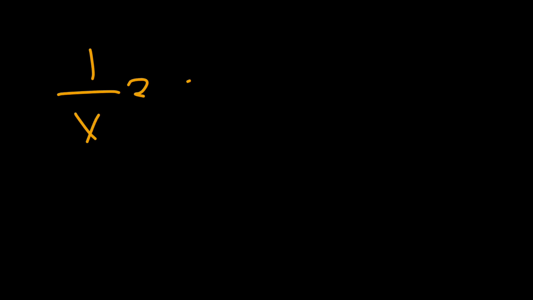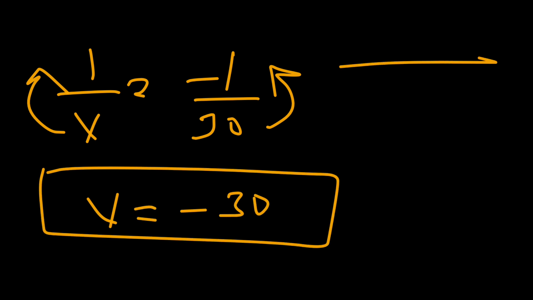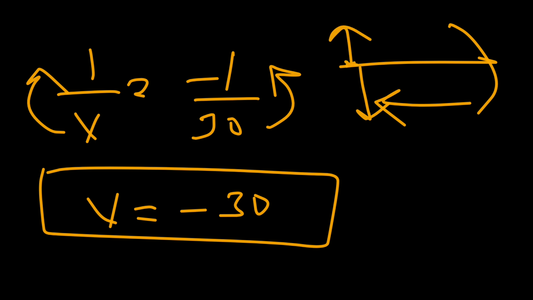So 1 by v is equal to minus 1 by 30. If we invert it, v is equal to minus 30. Minus 30 means the image is below, which means you have to measure towards this direction. Above or below, we have discussed already. Which means the image is formed 30 centimeters in front of the mirror.